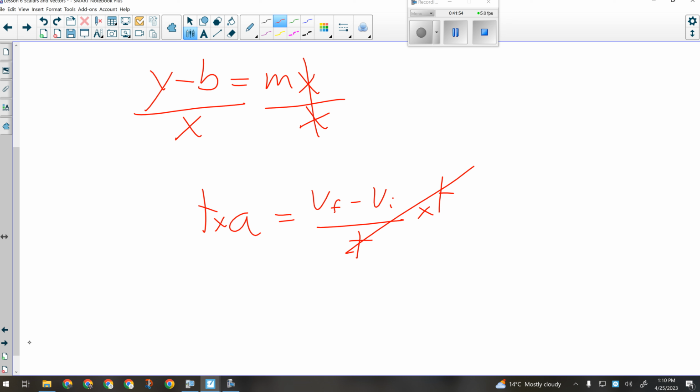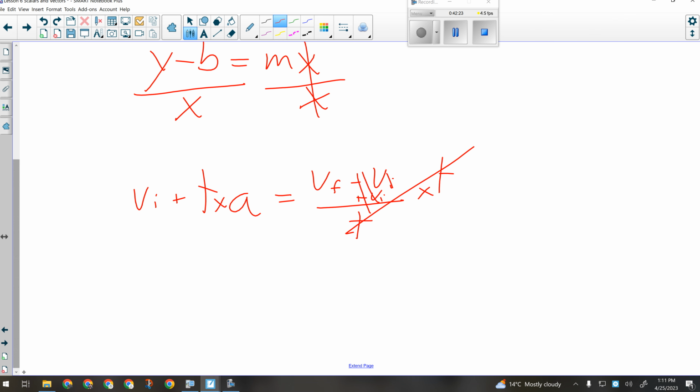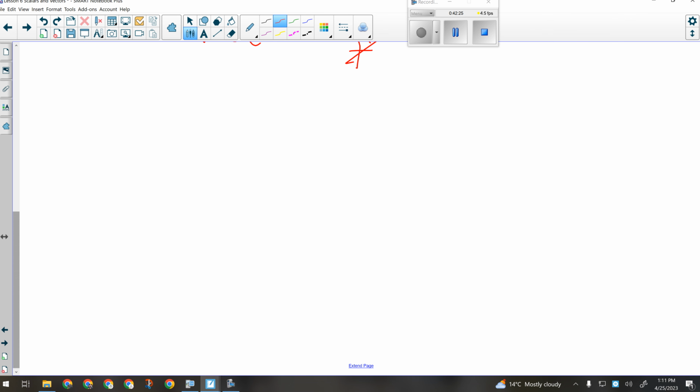Now I've got T times A equals VF minus VI. I want VF. What do I do with VI? Yeah, add it to both sides. If I add VI here, VI goes away. Boom, I'm solving for VF. Those three rules will help you manipulate any formula you can imagine, even going as far as something like this that you might do in Physics 20.